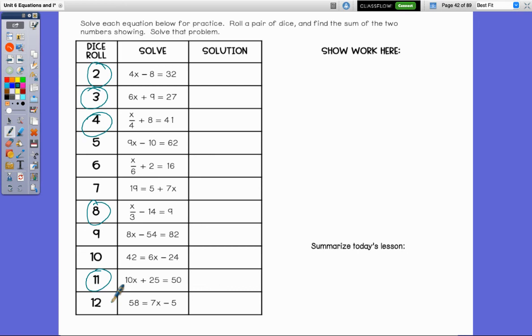You are going to practice. And then you're going to give me a summary of today's lesson right over here. You're going to write 2 to 3 sentences talking specifically about two-step equations, how they are the same, how they are different from one-step equations. Maybe mention SADMAP versus PEMDAS, things that we've just talked about.